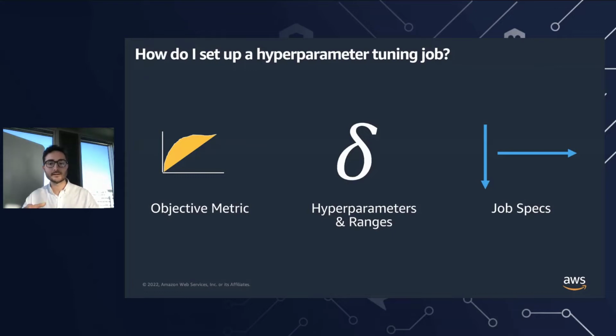Now we have seen how hyperparameter tuning works, how you can use different search strategies to optimize your models. The next question is, how do I set up a hyperparameter tuning job in Amazon SageMaker automatic model tuning? There are three main ingredients. You need to specify what is your objective metric, what are the hyperparameters, the knobs that you want to tweak to maximize or minimize your objective metric, and then some job configurations. And that's all you need to kick off your job.